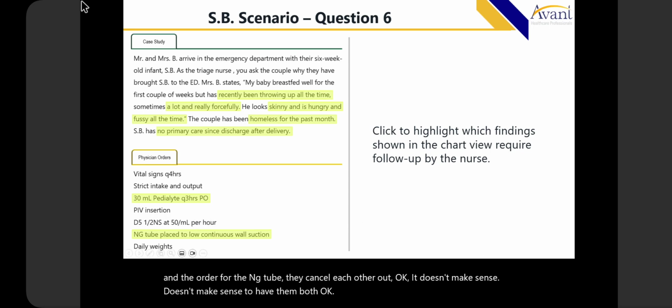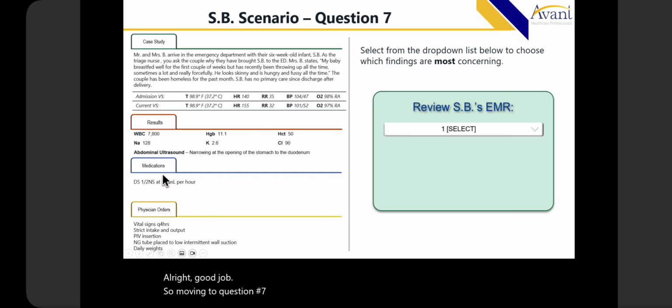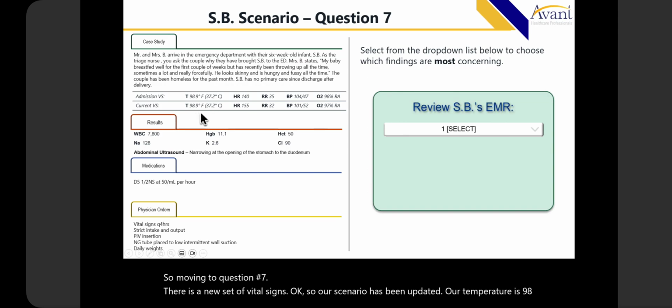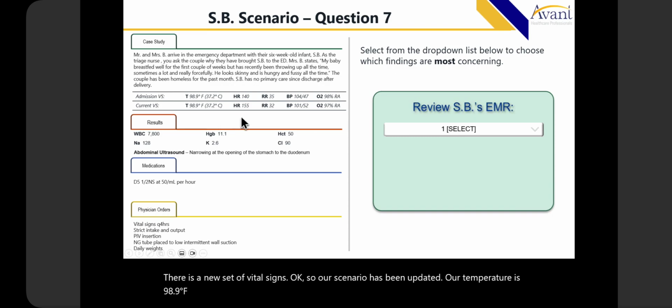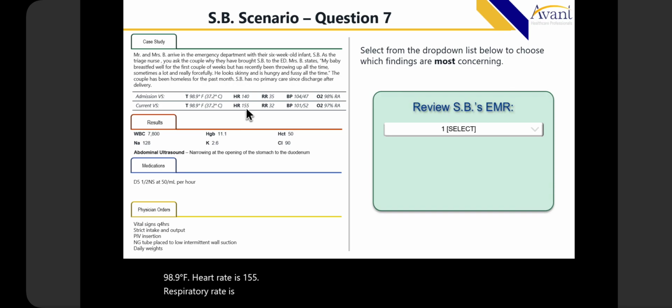All right, good job. So moving to question number 7, there is a new set of vital signs. Okay, so our scenario has been updated. Our temperature is 98.9 degrees Fahrenheit. Heart rate is 155. Respiratory rate is 32. Blood pressure is 101 over 52. And oxygen is 97% on room air.